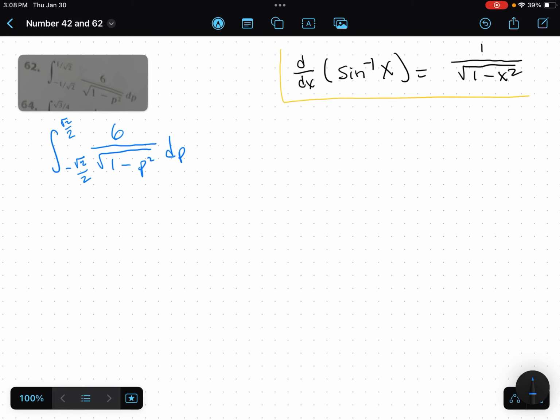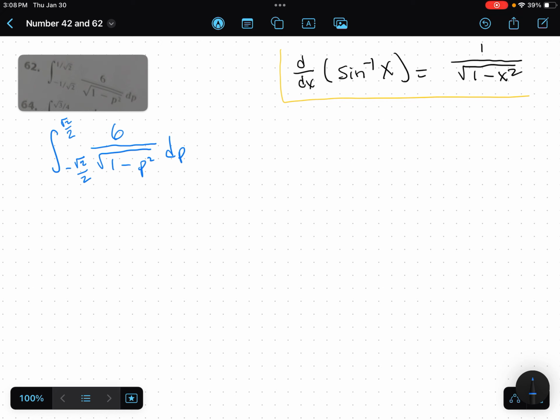In number 62, we're doing a definite integral. Just remember that the answer to a definite integral is some number, right? It's the value for the area under this curve, or the area between the curve and the x-axis.